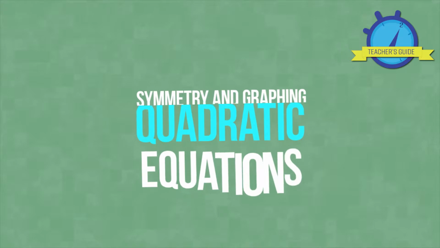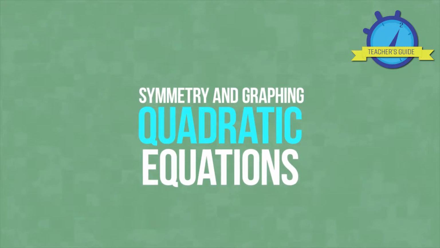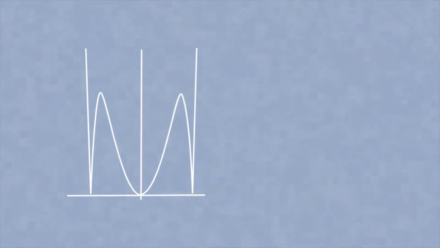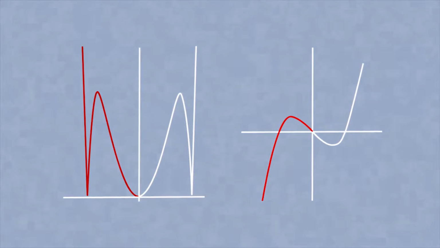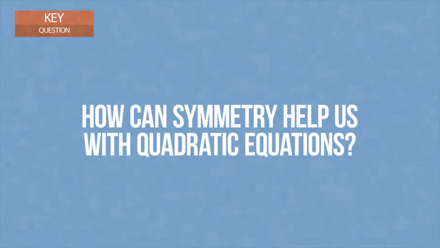Symmetry and graphing quadratic equations. Symmetry is helpful when graphing. If a graph is symmetric and I know what half of it looks like, I already know what the other half looks like too. A great thing about quadratic functions is that they have symmetry. So our key question is, how can understanding symmetry help us graph quadratic equations?